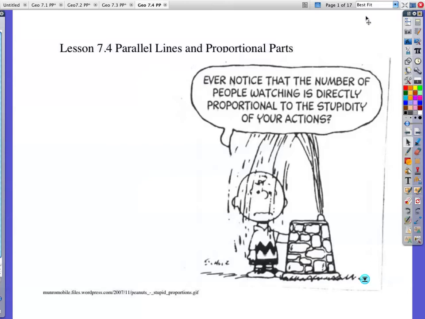And here's Charlie Brown saying, ever notice that the number of people watching is directly proportional to the stupidity of your actions? So basically, the more ridiculous of a mistake you make, the more likely more people are to be watching.